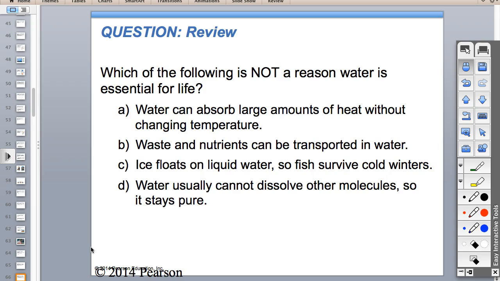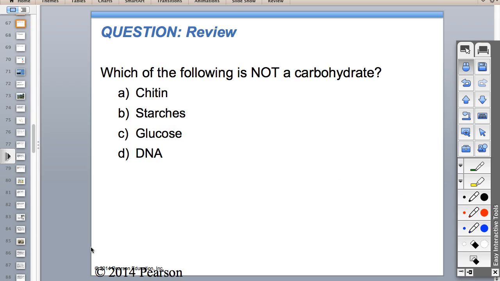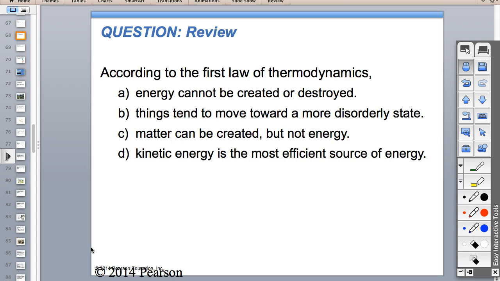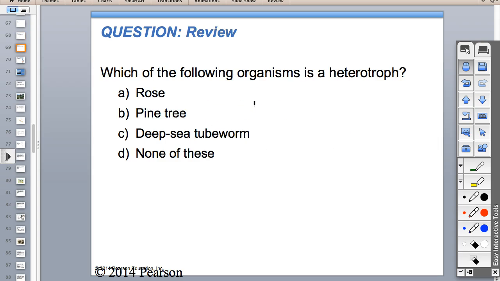So water can definitely dissolve other stuff. So that's good. It helps you rid your body of your own waste. I mean, it's very interesting. Which of the following is not a carbohydrate? Definitely DNA is not a carbohydrate. It's a nucleic acid. According to the first law of thermodynamics, energy cannot be created or destroyed. So that's A. Remember, B would be the second law. Disorder. Okay. Heterotroph means you eat other things.